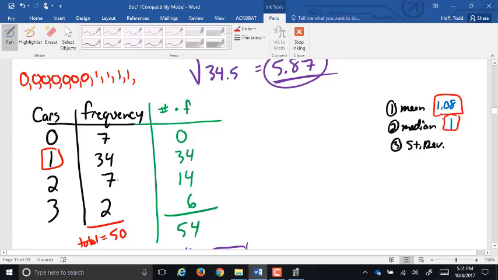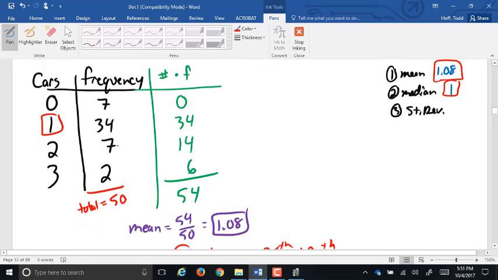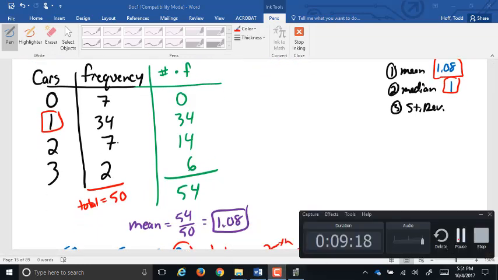Do you guys want another minute or two to work on the standard deviation? Okay, we'll give you another couple minutes on the standard deviation.